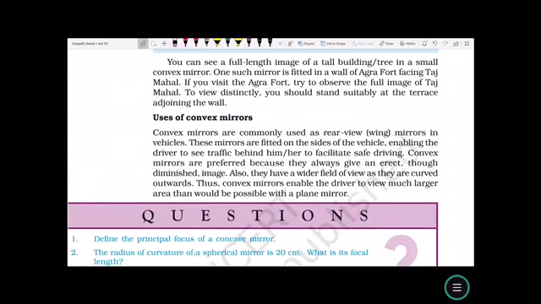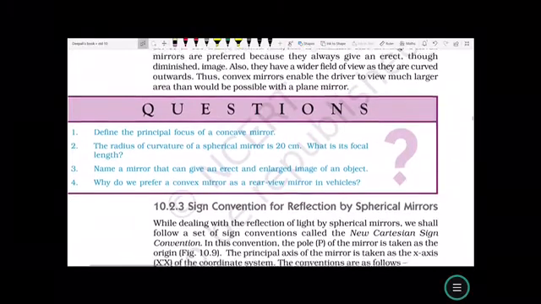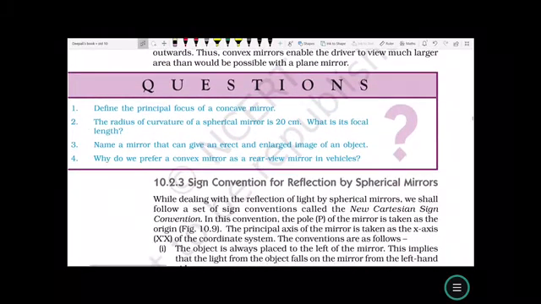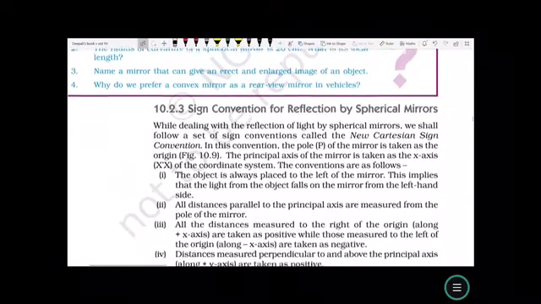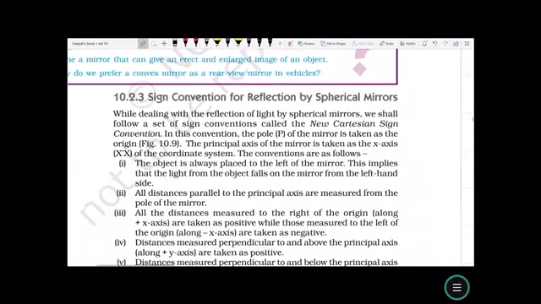I hope the ray diagram and image formation by the convex, concave and plane mirror is clear to you. The next topic we are going to see is sign conventions for reflection of spherical mirrors. While dealing with the reflection of light by spherical mirrors, we shall follow a set of sign conventions called the New Cartesian Convention or New Cartesian Sign Convention.